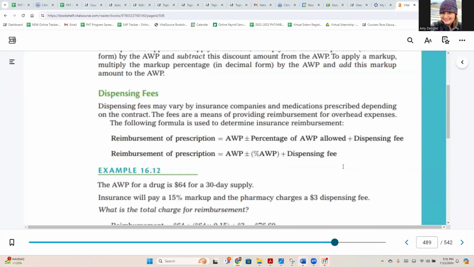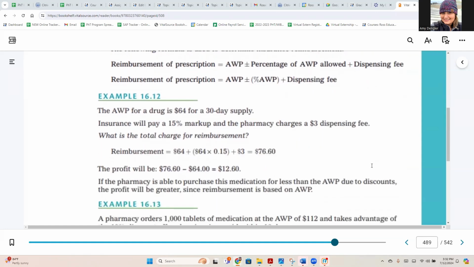The following formula is used to determine insurance reimbursement. The reimbursement of the prescription is equal to the AWP plus or minus the percentage of AWP allowed plus the dispensing fee. And then let's do example 16.12.